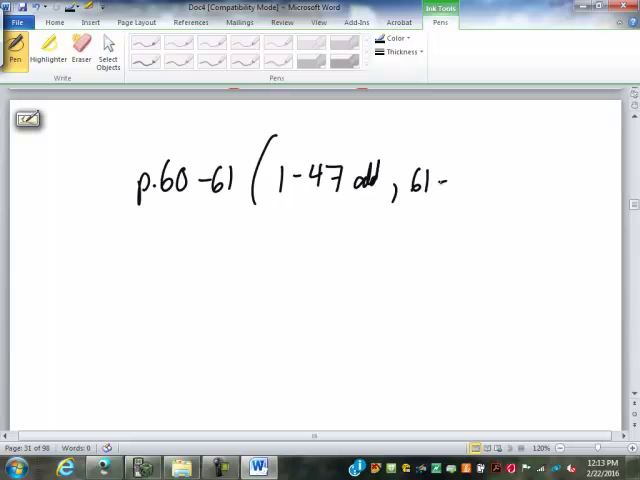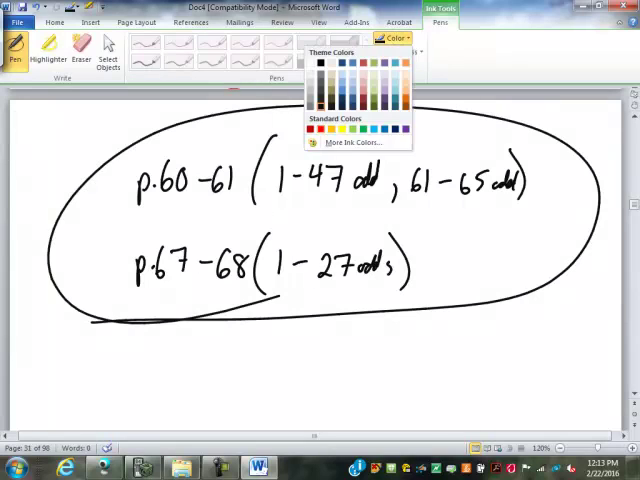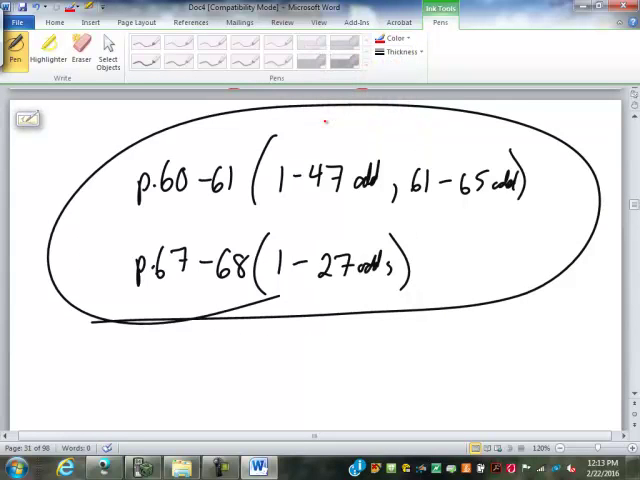On that same page, 61 through 65, the odds. Do a few of the word problems there. And then also page 67 through 68. We'll have you do 1 through 27, the odds there. Any questions?